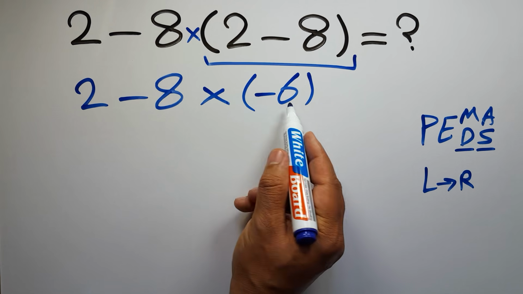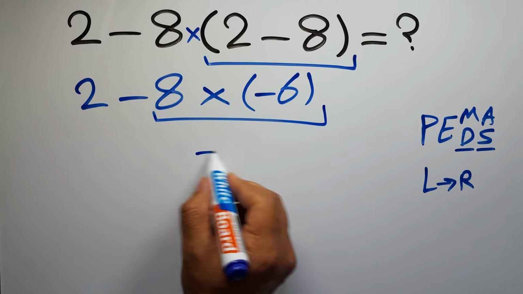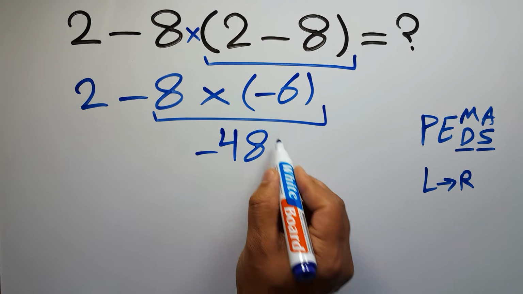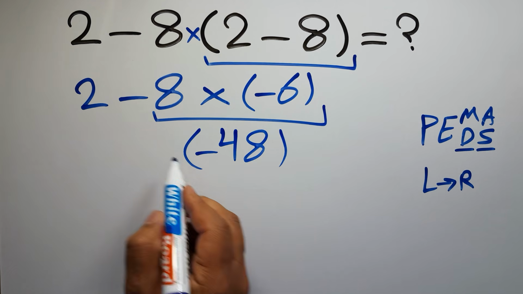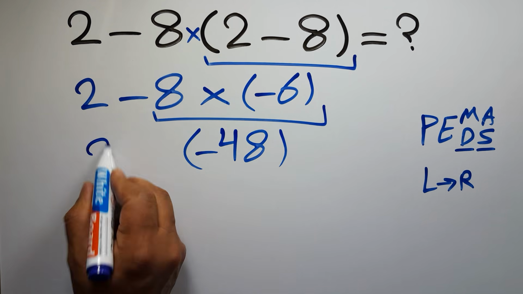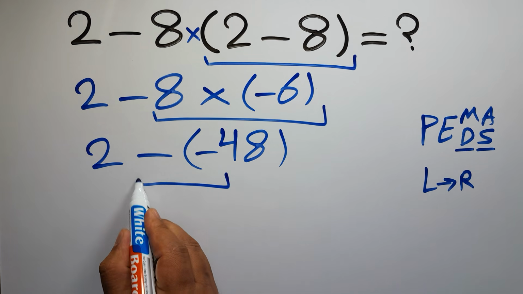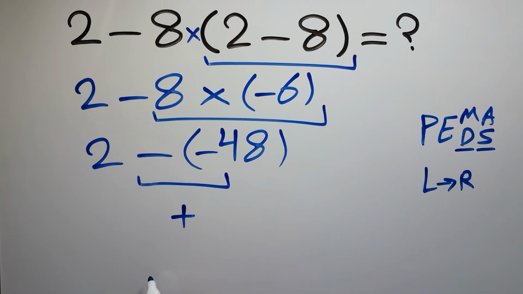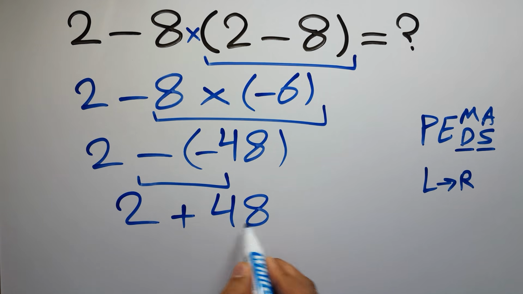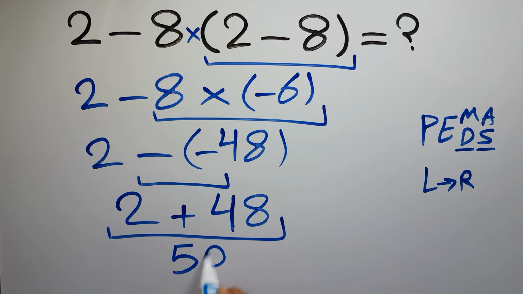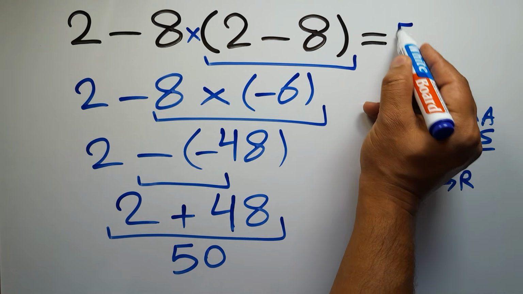8 times negative 6 equals negative 48. So we have 2 minus negative 48. Now, negative times negative gives us positive. So we have 2 plus 48, which equals 50. And this is our final answer to this problem. The correct answer is 50.